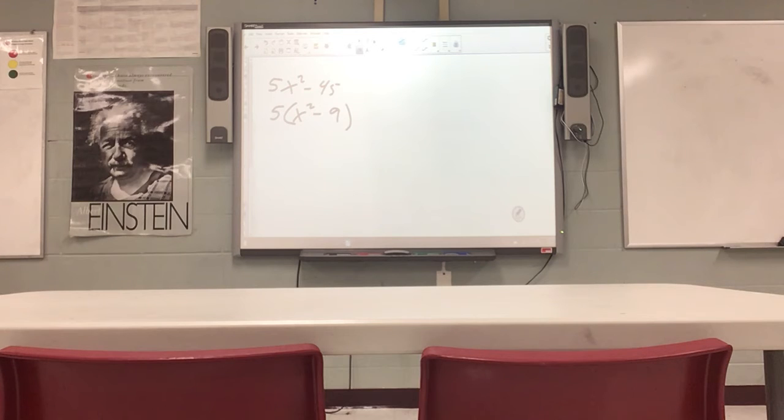Sometimes it can factor farther. So what do you think here? Can my binomial factor any farther? Yes. x squared's a perfect square, 9's a perfect square. What multiplies to make negative 9 but adds to 0? A positive 3 and a negative 3.